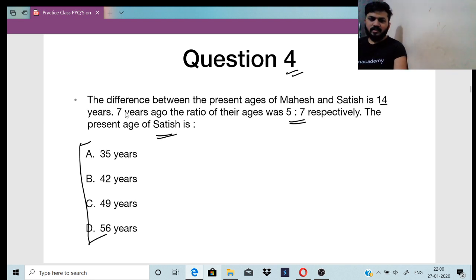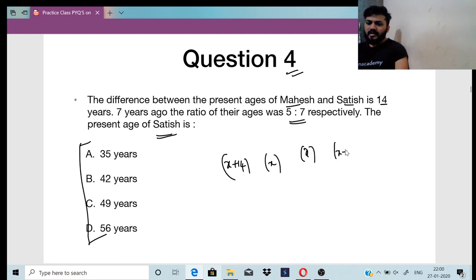So how shall you solve this? The difference between present ages of Mahesh and Satish is 14 years, so basically it is x plus 14 is one's age and x is another one's age. I've given you a small trick here: Mahesh is x and Satish is x plus 14. महेश और सतीश का एज का डिफरेंस है 14, so if Mahesh's age is x, Satish is x plus 14.